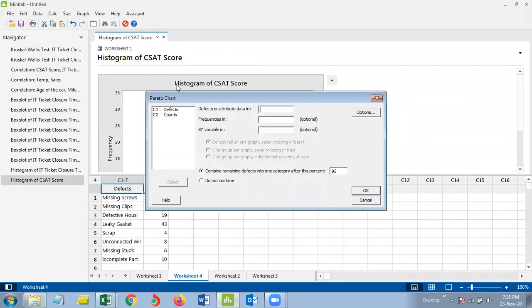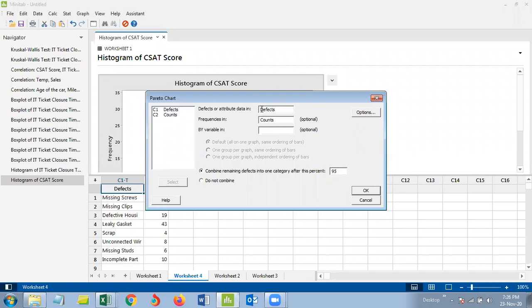Click on Pareto chart. Sir, we have to use MINITAB in our exam also? No, it won't be required. See, it's not going to be required in the exam, but technically you should practice and get used to this. Okay, sir.